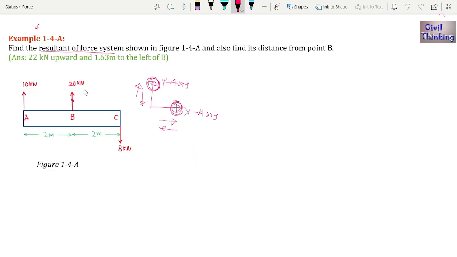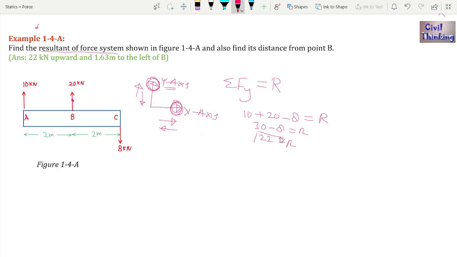Now here we can see they are all vertical. The vertical is the y axis. So let me apply summation of Fy is equal to resultant. Upward forces, as I have told you, are positive, so 10 kilonewton plus 20, and this is minus 8 because 8 is downwards, is equal to resultant. 10 plus 20 is 30, minus 8 is the resultant.